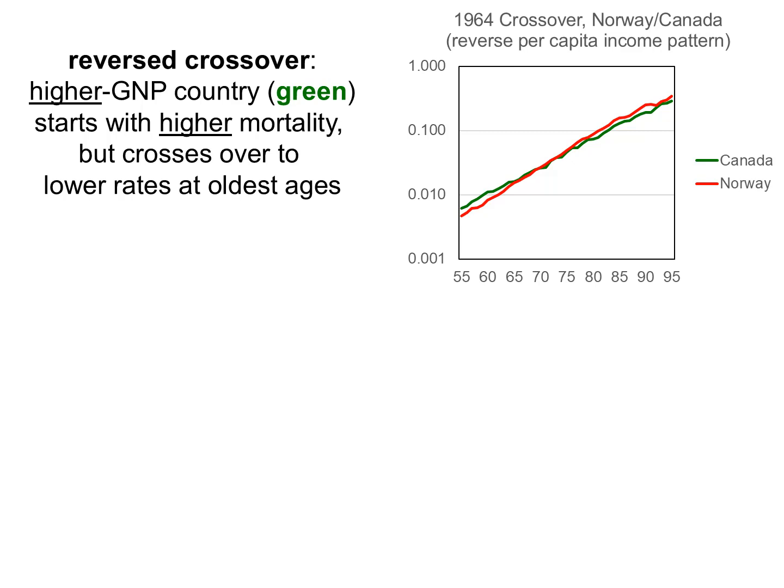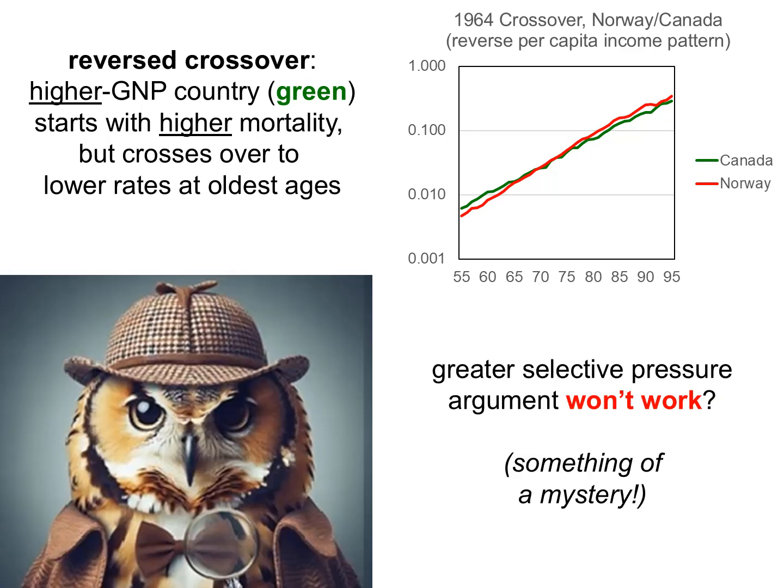The trouble was that Norway's GNP per capita was lower than that of Canada rather than higher than Canada, as in the case of Sweden. Here we can't explain more intensive selective pressure of mortality in Canada than in Norway in terms of economic disadvantage, at least not as measured by GNP per capita. Well, it was a mysterious outcome.